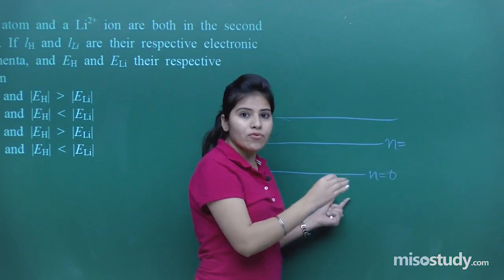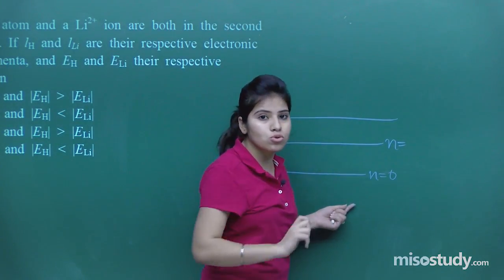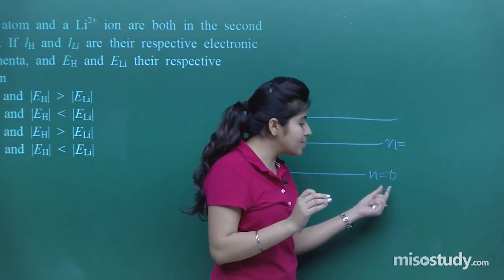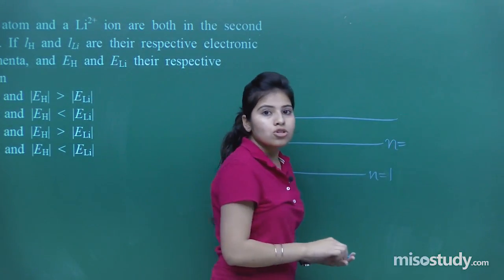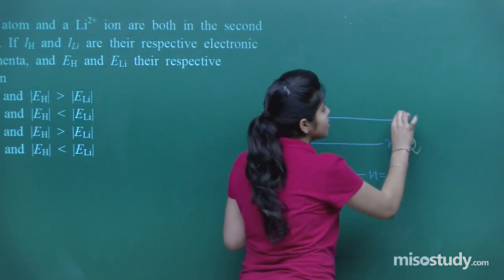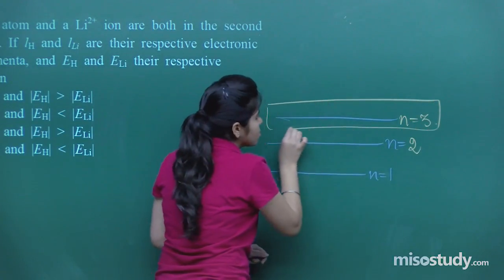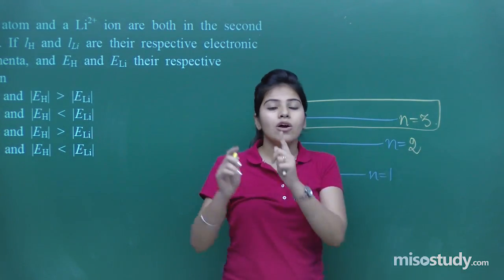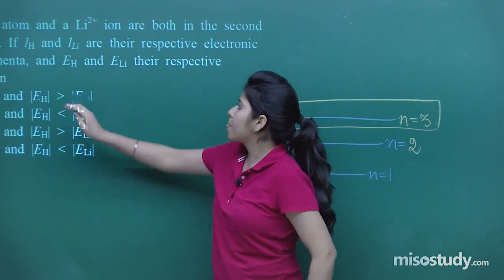So it will be coming from n equals 0 to n equals 1, n equals 1 to n equals 2. But basically if we start with the ground state, we consider here n equals 1, right? So your first excited state will be n equals 2 and your second excited state will be n equals 3. This is your second excited state. So from this line we get to know the value of n.